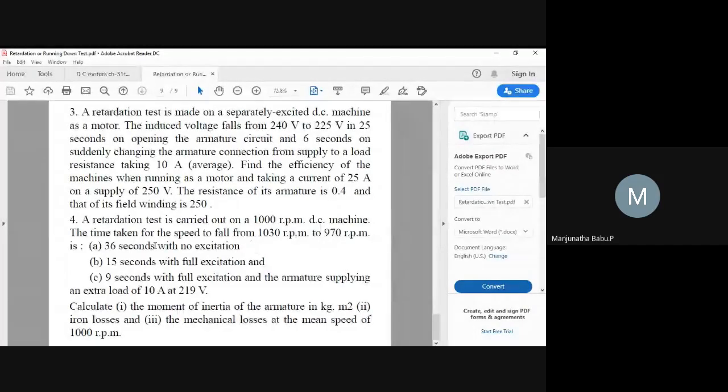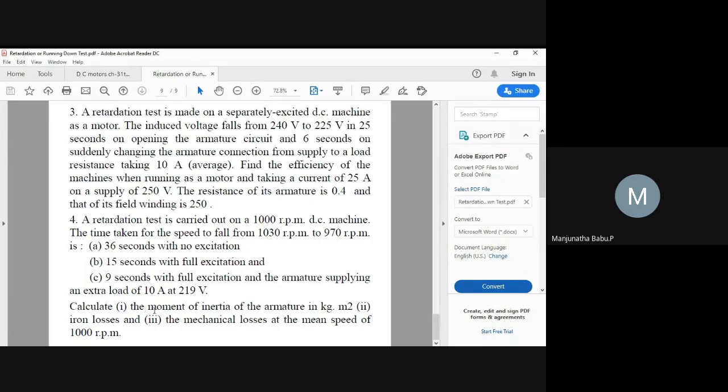So he has given the conditions. In the first condition, 36 seconds with no excitation. Second, 15 seconds with full excitation. Third, 9 seconds with full excitation, and the armature supplying an extra load of 10 amps at 219 volts.